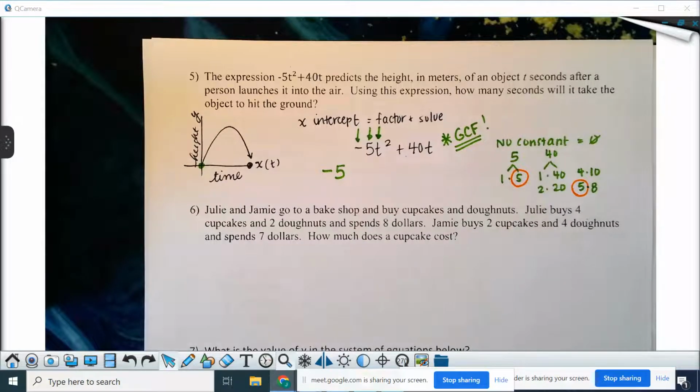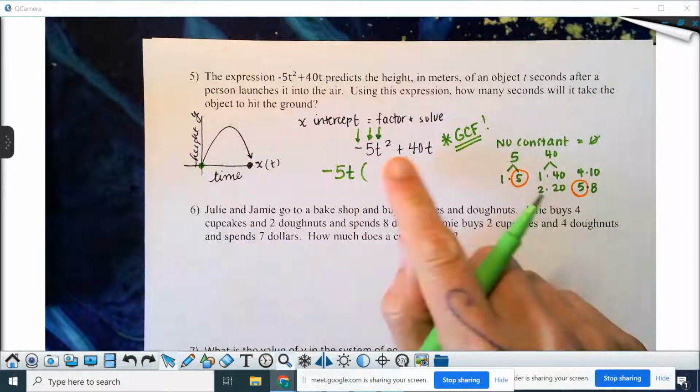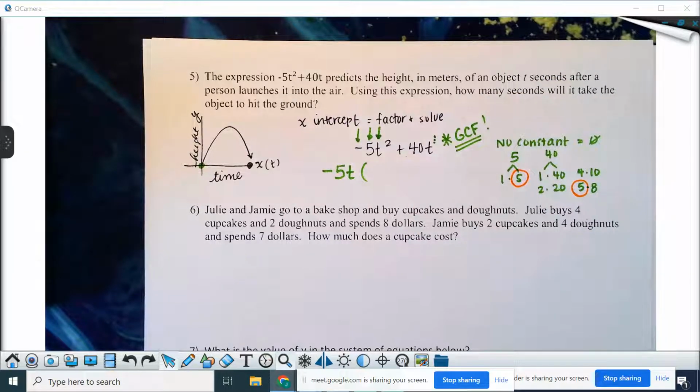So that means they have a t in common in both terms. So I can pull out a t as well. You want to use your lowest exponent. This has an imaginary 1. So versus 2 and 1, 1 is the lowest exponent. So we're going to pull out just that singular t.